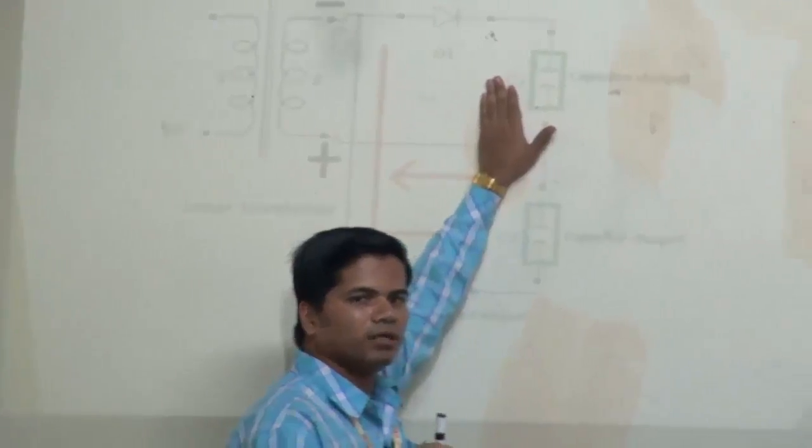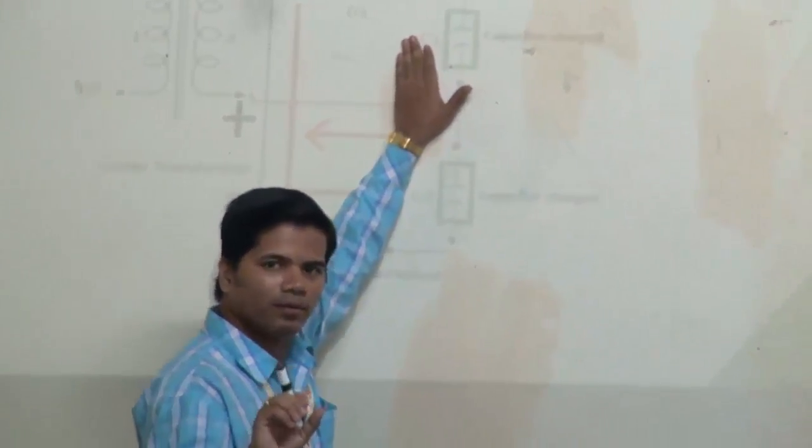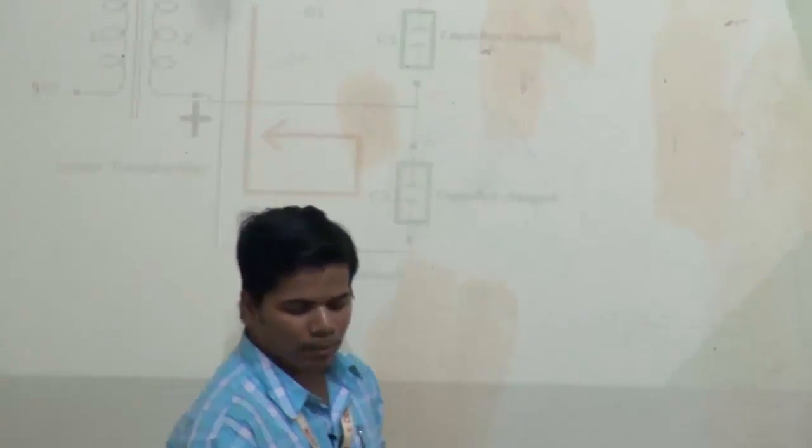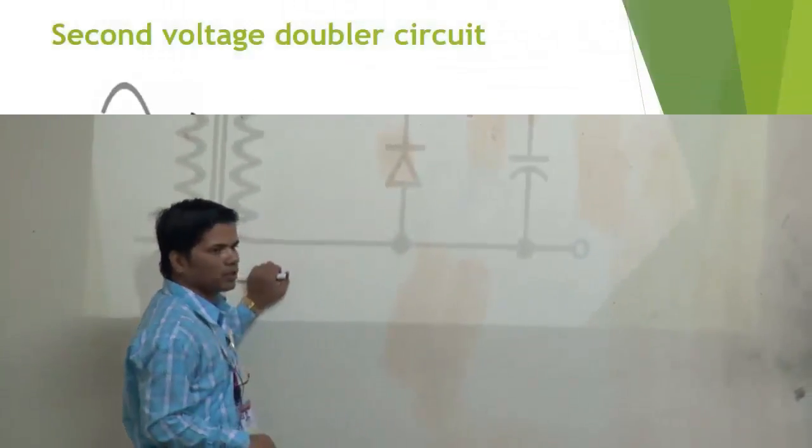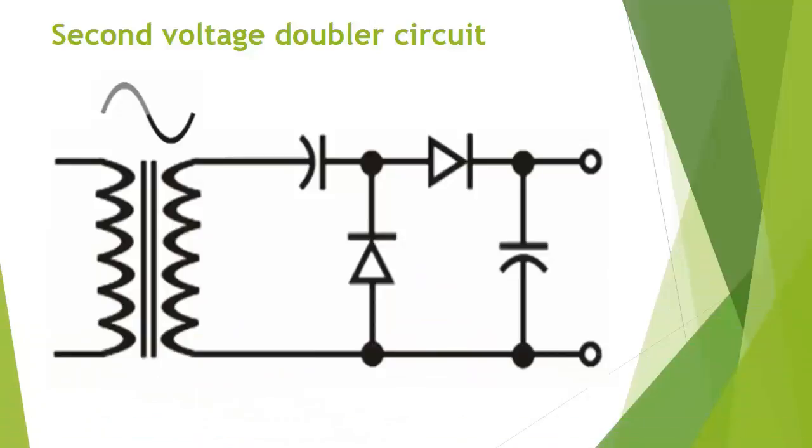It is a little bit less than the 2 Vmax. Okay. Next we will come for the second voltage doubler circuit. Here we are already acquainted with this type of circuit.